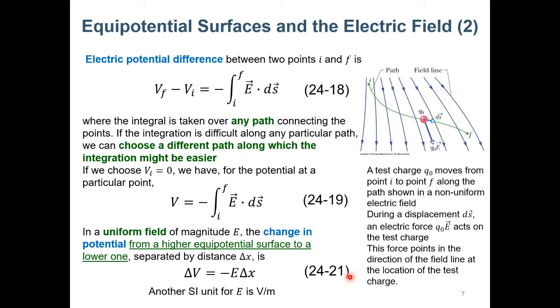So mathematically, we will write it as an integral, because not all the same time the E field would be uniform. If the E field is not uniform, then we need to express it in integral form. So here, the electric potential difference between the two points I and F, initial and final maybe, Vf minus Vi should be defined as the integral of E dot ds from I to F.